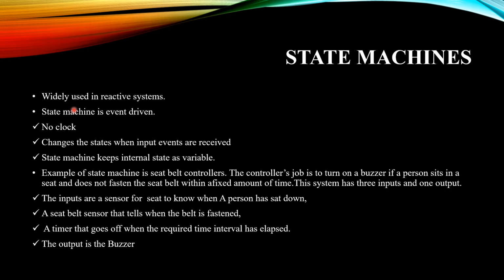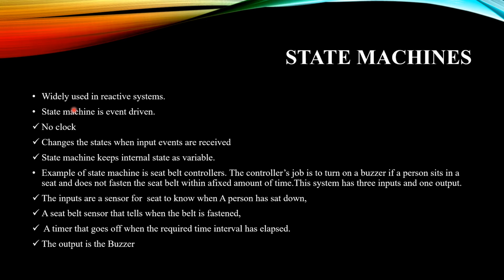An example of a state machine is a seat belt controller. What is the main objective of the seat belt controller? If a person sits in a car, he has to wear the seat belt within a specified amount of time. If he doesn't wear the seat belt, the timer will turn on as well as the buzzer will make a sound. For that purpose, we are developing a state machine.